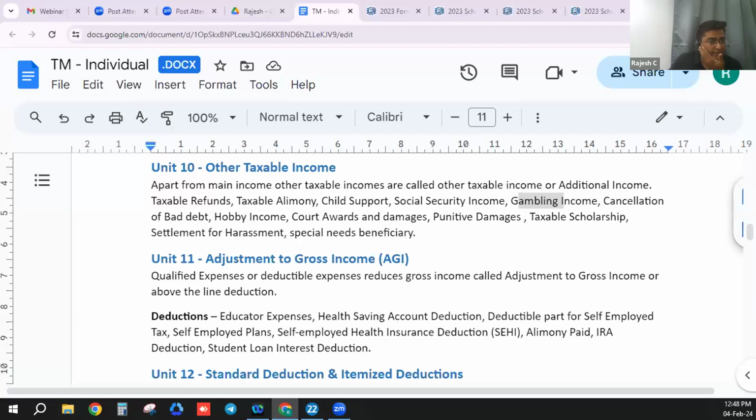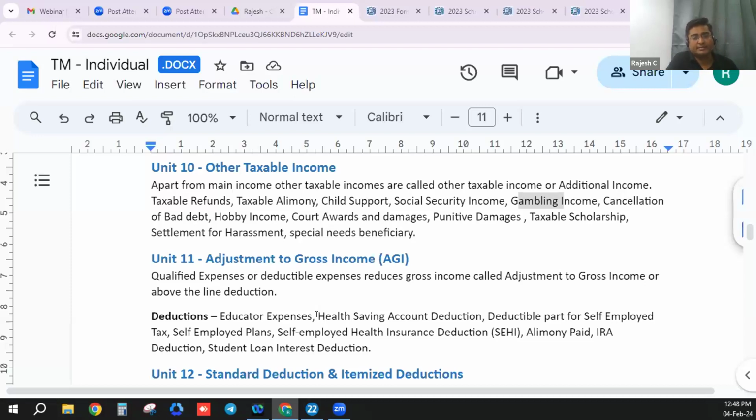Adjustment to gross income is adjusted with your income. The qualified expense or deductible expense, yes. Adjustment to income will reduce your gross income. So what is this called? The deductions. Qualified expenses or deductible expenses that reduce your gross income are called adjustments to gross income or above the line deductions. If you have educator expenses, or a health savings account and you invest some amount into the health savings account, it is a qualified expense and you will get deductions.